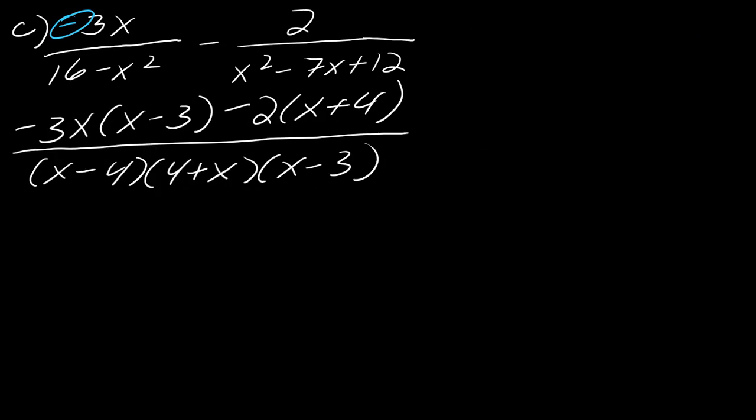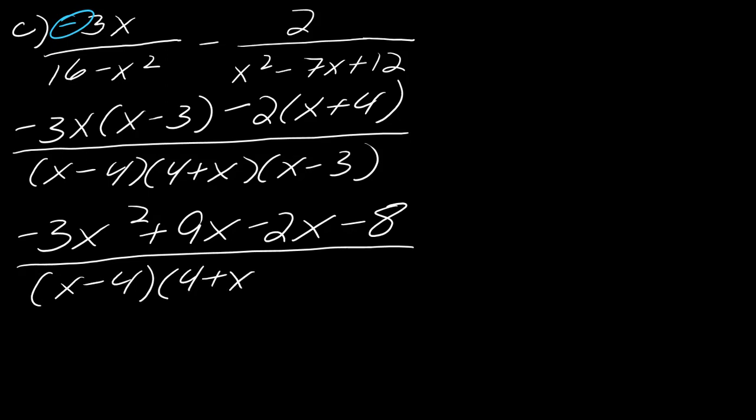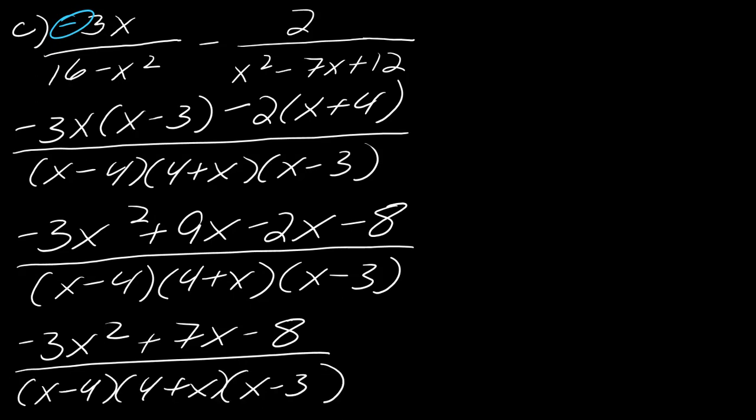And so now I've got negative 3x squared plus 9x minus 2x minus 8 over all that jazz. And so now if I look at what like terms I have, I've really just got the 9x minus the 2x, so this is negative 3x squared plus 7x minus 8, all of that over that denominator. And so now I just have to think to myself, does this factor? And let's think. This guy here will not factor, so we are actually done and good to go.